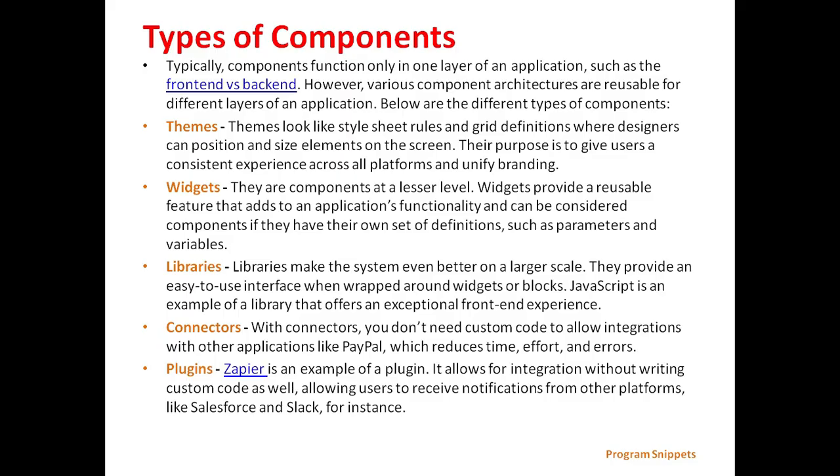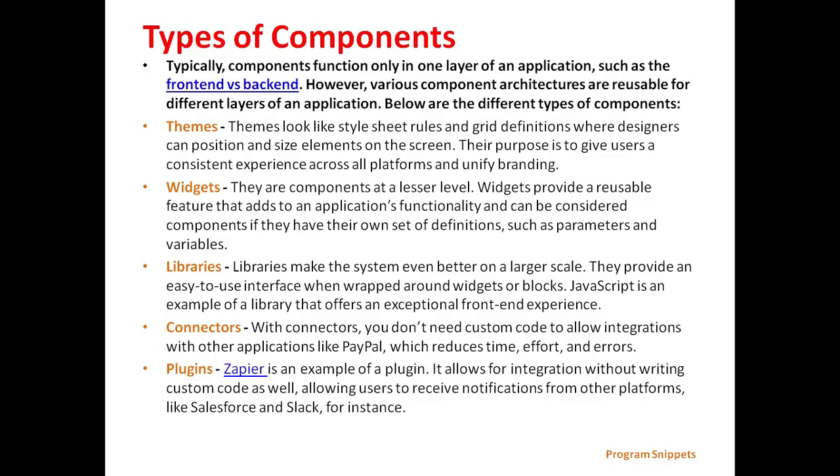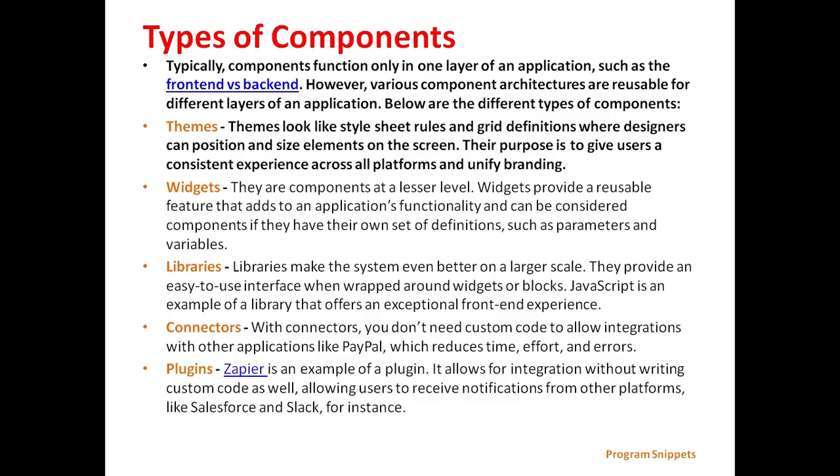Then types of components. Typically, components function only in one layer of an application, such as front-end versus back-end. However, various component architectures are reusable for different layers of applications. Different types of components are themes. It looks like style sheet rules and grid definitions where designers can position and size elements on the screen. Their purpose is to give users a consistent experience across all platforms and unify branding.